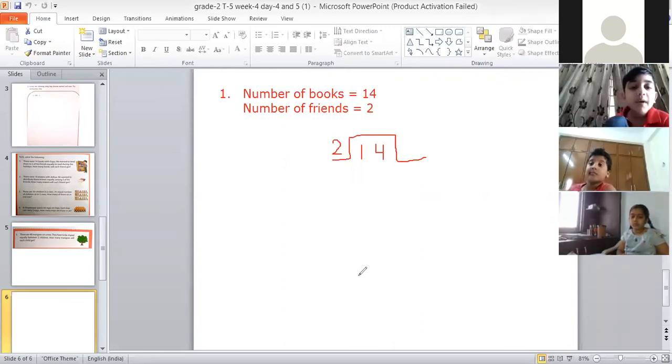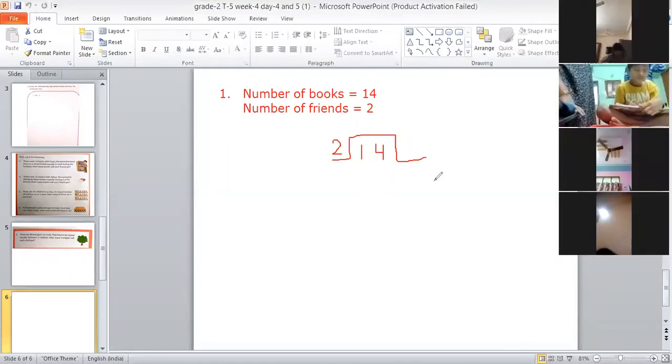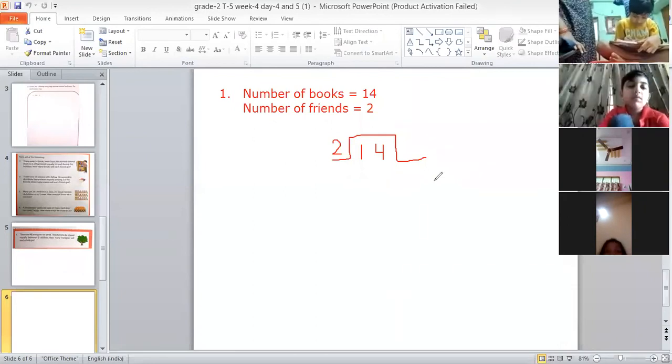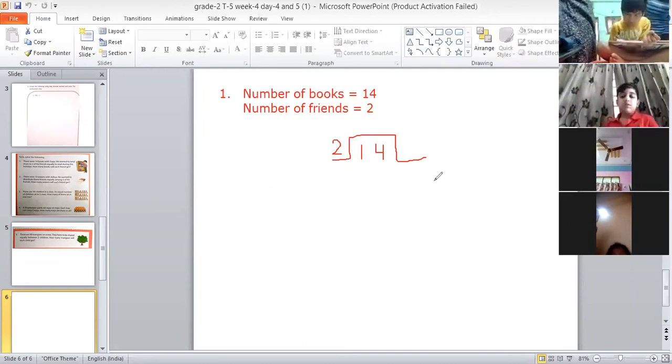Okay, now we have to recall 2 table and find out when we will get 14 in 2 table, right? Dhriti, unmute yourself and tell me when you will get 14 in 2 table. In 2 table: 2 1s are 2, 2 2s are 4, 2 3s are 6, 2 4s are 8, 2 5s are 10, 2 6s are 12, 2 7s are 14. Yes, so we will get 14 at 7 times in 2 table.